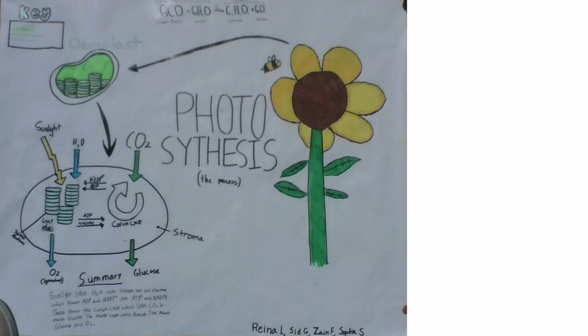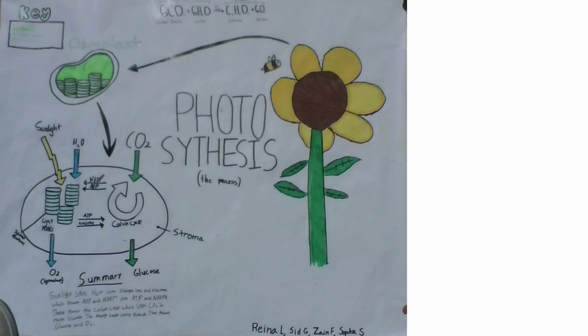On our poster, there's a drawing of a flower, which is an autotroph. It represents how autotrophs do photosynthesis. The equation of photosynthesis consists of reactants and products. The reactants are carbon dioxide and water, which use light energy to produce glucose and oxygen.